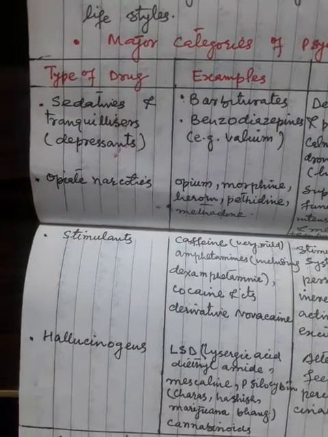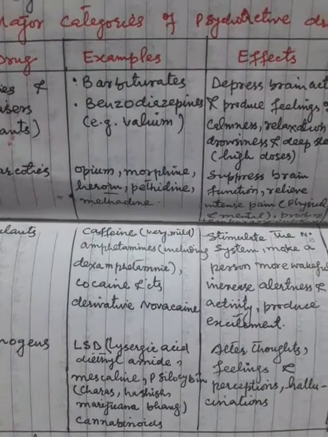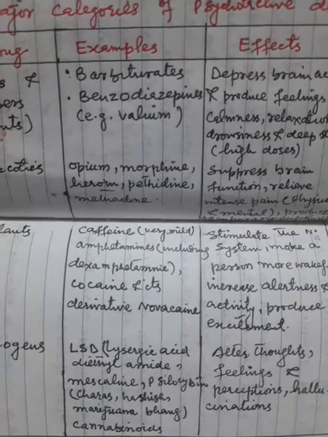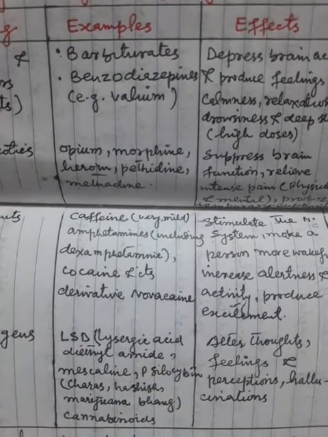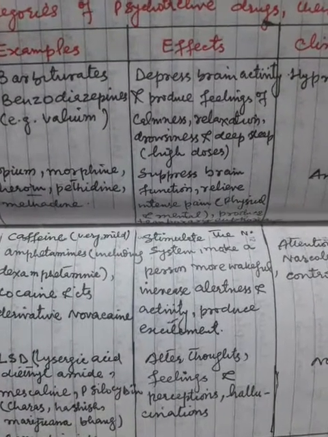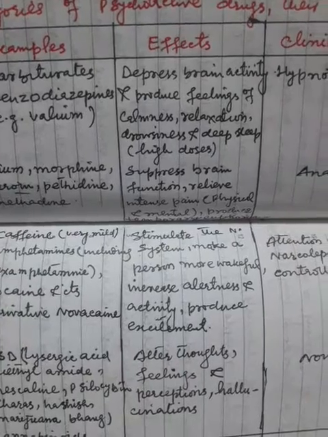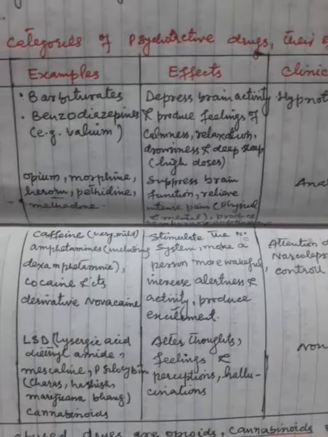Type of drug, hallucinogens. Examples are LSD, lysergic acid diethylamide, mescaline, psilocybin, charas, hashish, marijuana, bhang, cannabinoids. Effects: alter thoughts, feelings, and perceptions. Hallucination. Clinical use: none.